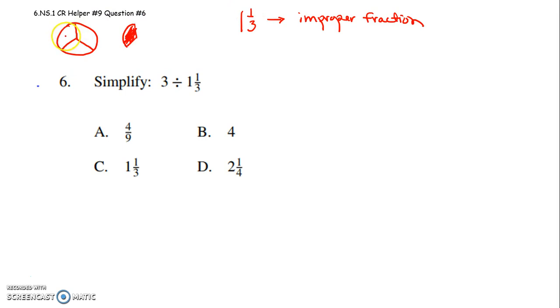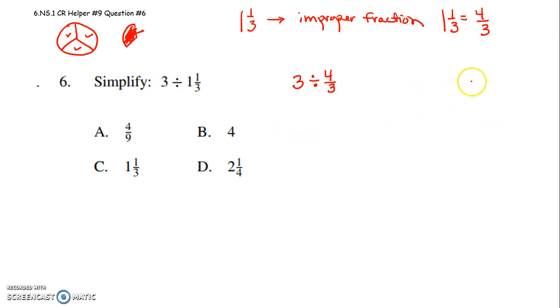How many thirds do we have? We have 1, 2, 3, 4 thirds. So 1 1/3 is the same as 4 thirds. You could do 3 times 1 is 3 plus 1 more is 4 thirds, or you could draw yourself a visual. So the first thing you have to do is rewrite that as an improper fraction. So this means 3 divided by 4 thirds.